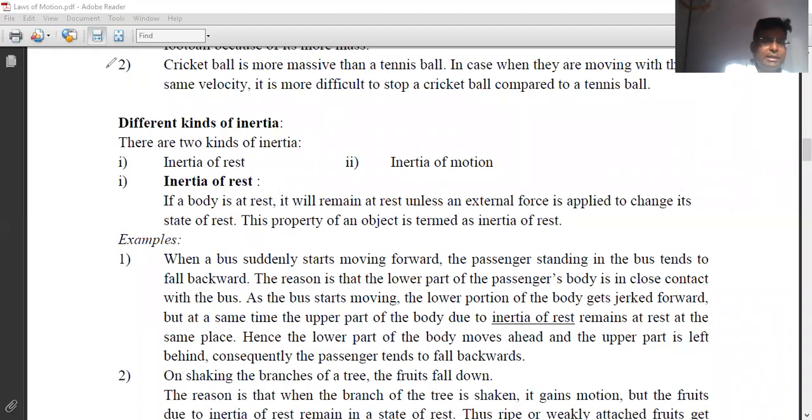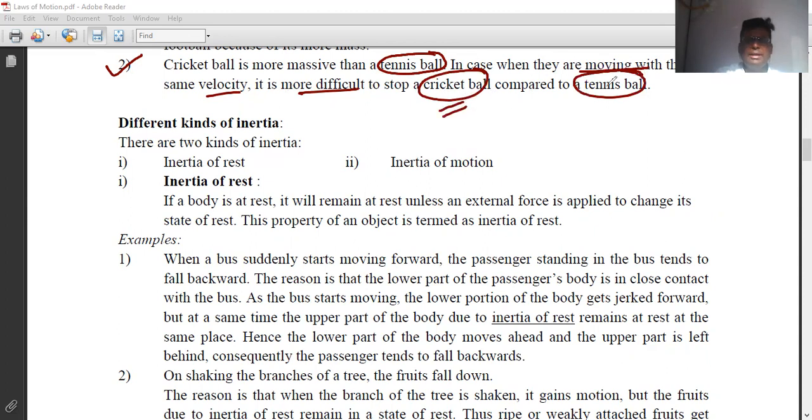Now look at the next example. A cricket ball is more massive than a tennis ball, right? Because the cricket ball has greater mass as compared to the tennis ball. In case they are moving with the same velocity, it is more difficult to stop a cricket ball as compared to a tennis ball because the cricket ball has more mass. ठीक है? So the cricket ball has more inertia as compared to the tennis ball.